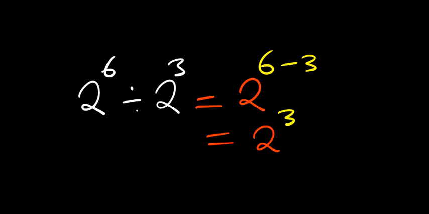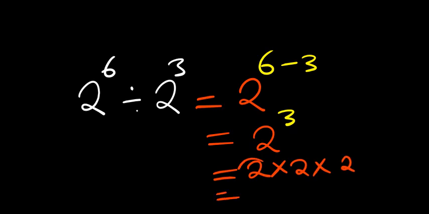Then 2 to the power 3, what does it mean? You're multiplying 2 by itself 3 times. So this is 2 multiplied by 2 multiplied by 2. Then what is 2 multiplied by 2? That gives us a 4. Then there's a times 2 again. 4 multiplied by 2, that is an 8. So basically that would be our final answer.